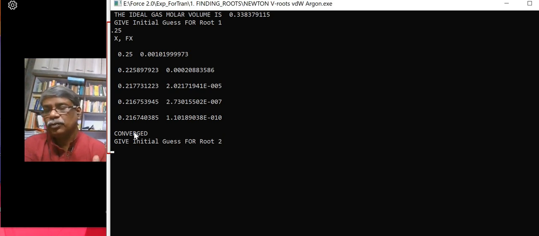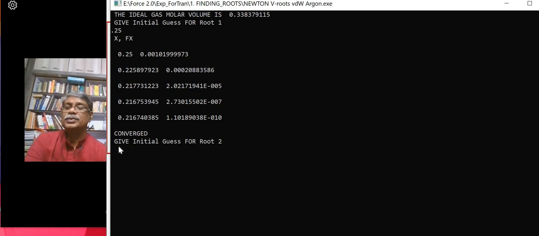Even if you go further, if you want accuracy of the order of 10 to the minus 6 or 10 to the minus 7, then you can go ahead, but for our case it is good enough. So we can say that this is the x, that means the volume V, the root of this equation, and that volume gives you a function value of 10 to the power minus 10, as good as 0.